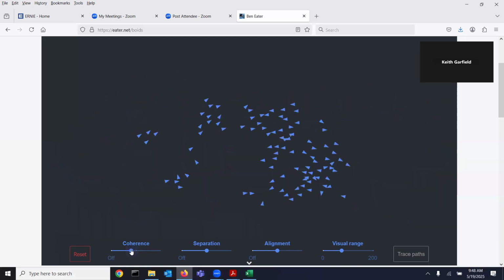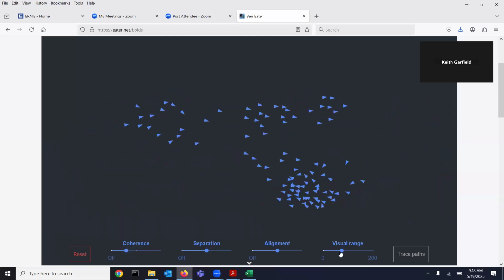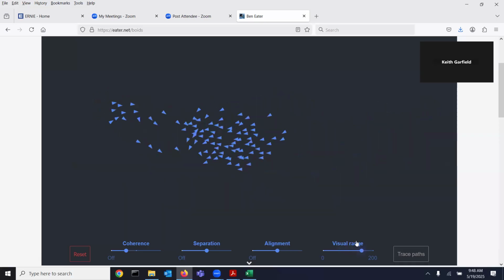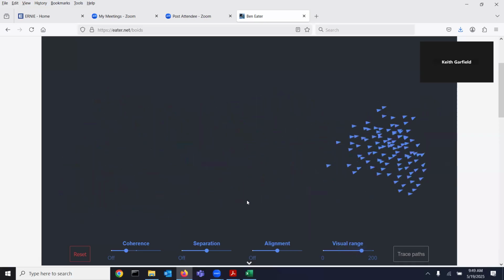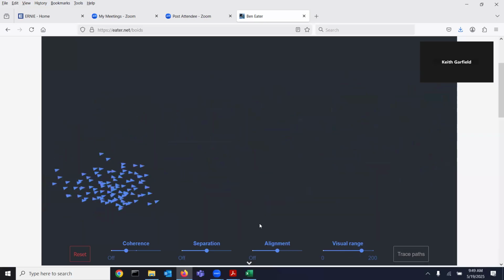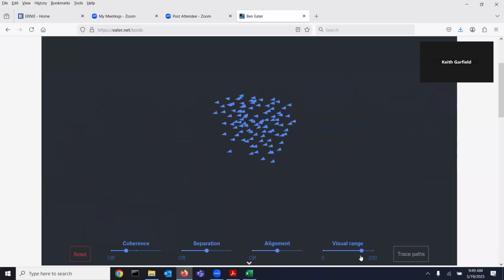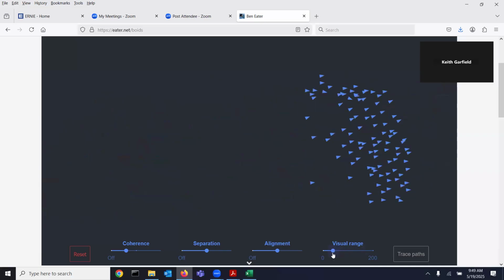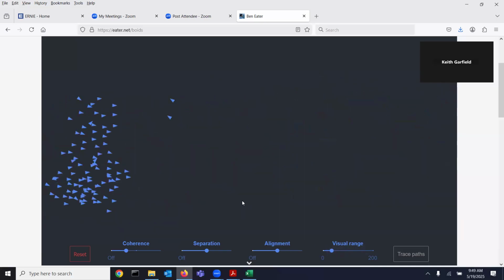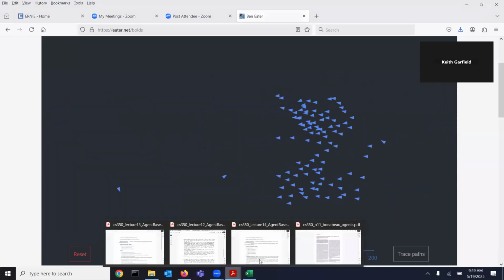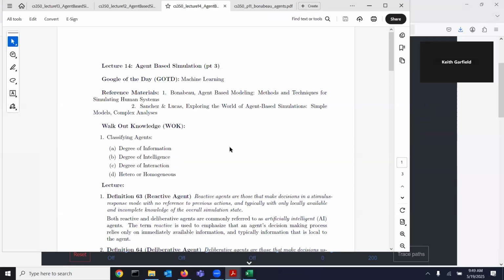You can play around with what's important. If you make it where they can't see very much, I would think you would get a lot more spread there. Anyway, by all means, you can look that stuff up and play around with it.